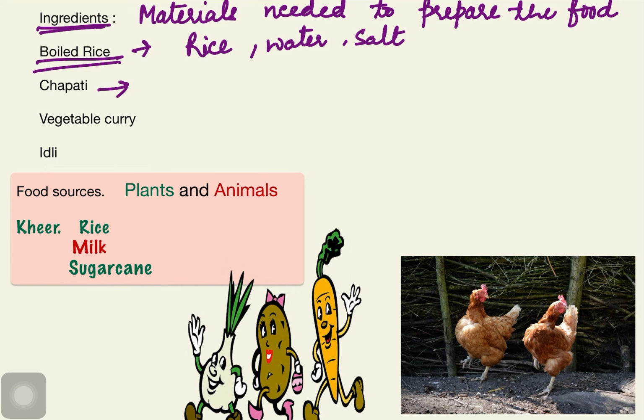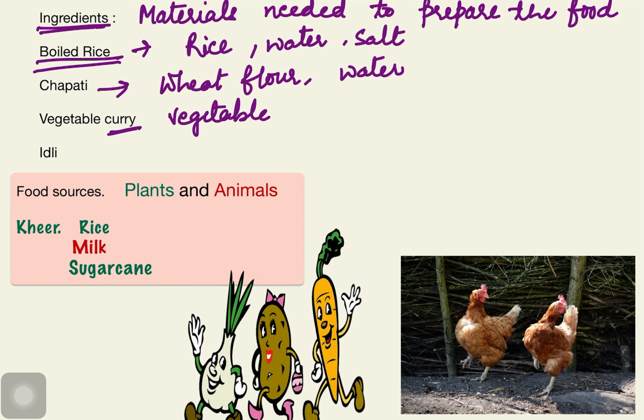In the case of chapati, which we just discussed, we need wheat flour to make the dough, and to make the dough we need water also. Then we make chapati from that. Now for vegetable curry, we need any vegetable, that could be carrot, brinjal, radish, whatever you like. Then spices, then water, and then salt, that we need for vegetable curry, or we can say vegetable sabji also.